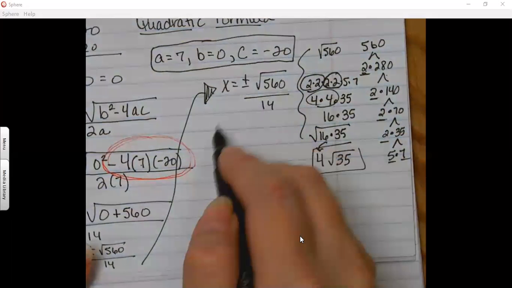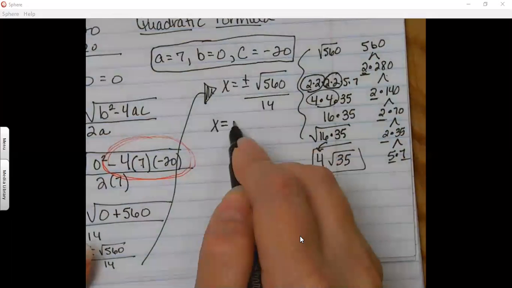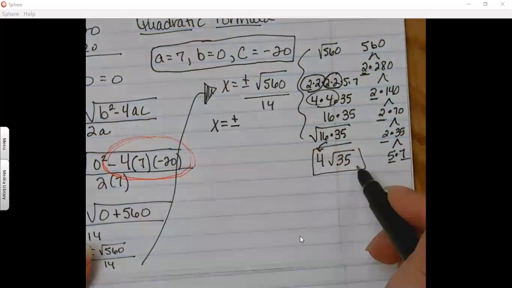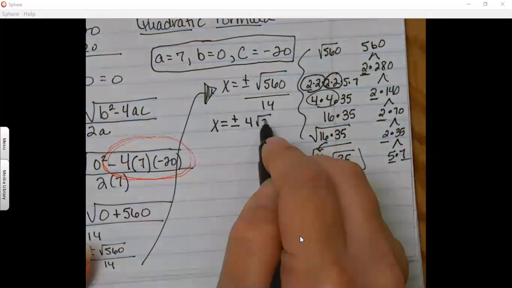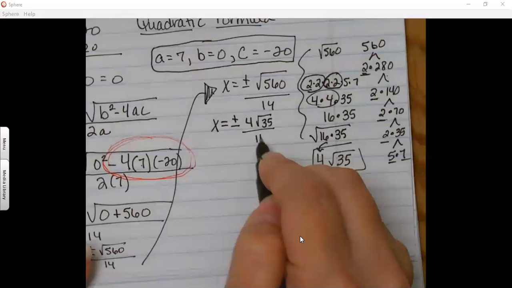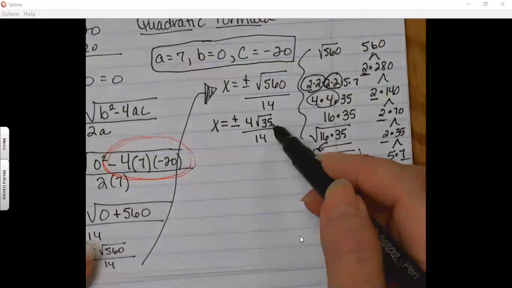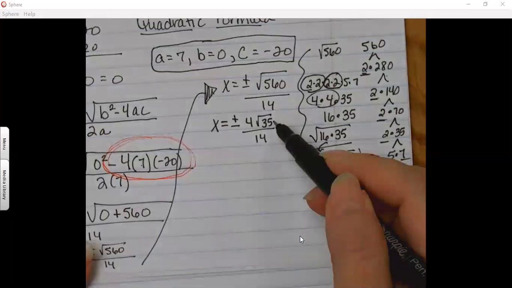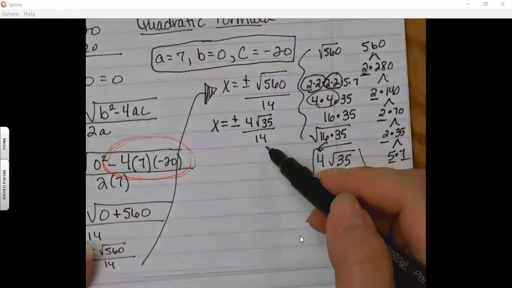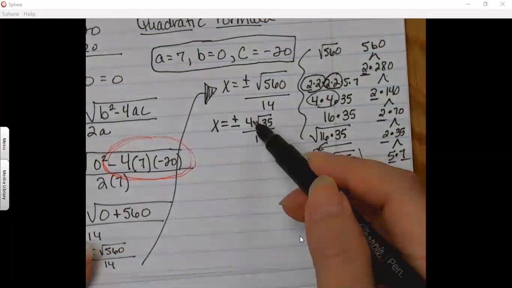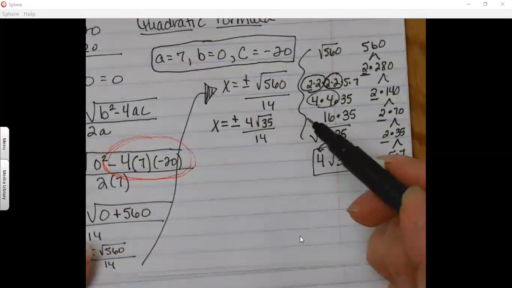X equals positive or negative. I'm replacing the square root of 560 with 4 square root 35 over 14. Now, if 35 was a number that could be reduced with, like, say that was the square root of 28 over 14, I cannot reduce those because it would be square root of 28, not the number 28. They have different values. However, the 4 is not under the radical and the 14 is not under the radical. So if those can be reduced, I would need to do that.